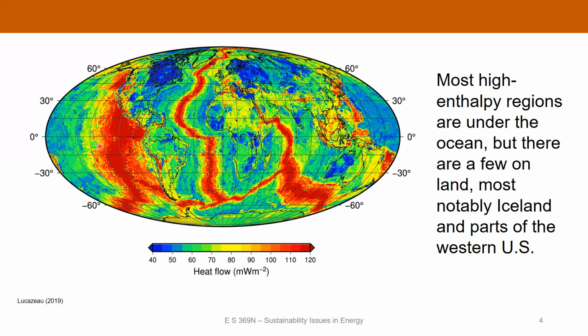Now, because most of these areas follow the mid-ocean ridge system, they're going to be underwater. But there are a few spots where you can do this on land. The most famous, obviously, is Iceland. Some parts of the western United States also have steam production. The Geysers in California is a good example of that. And there's a few other places around the world where you can make this work.